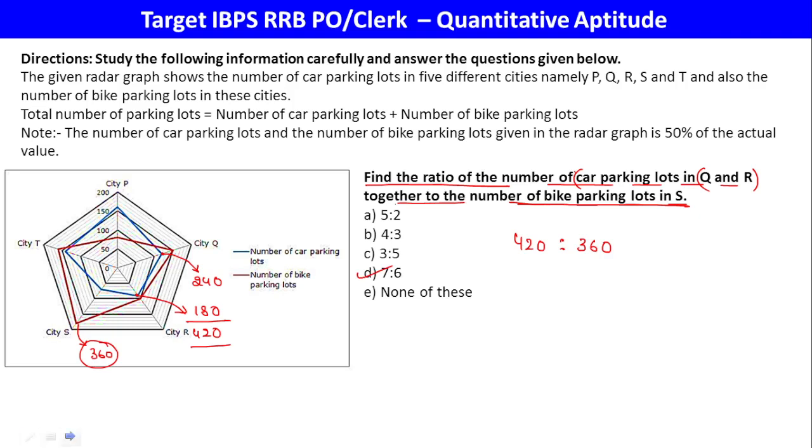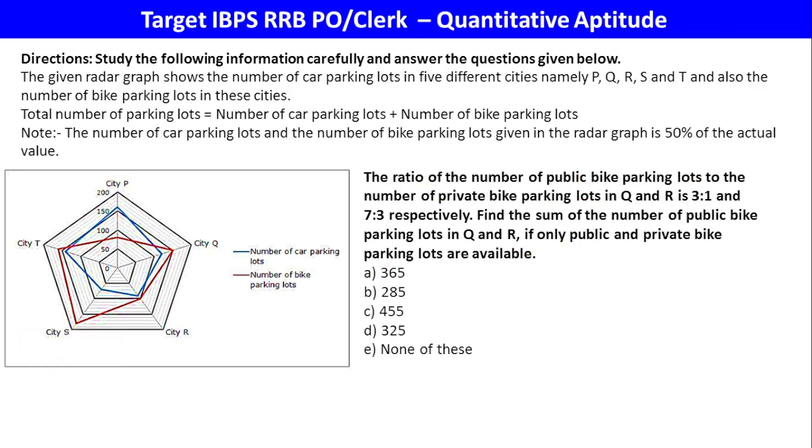Next question. The ratio of number of public bike parking lots to the number of private bike parking lots in Q and R is respectively. Find the sum of number of public bike parkings if only public and private are available, right? Two types of bike parkings maatrame available ga unnaite, okati public okati private. Andulo ratios gurinchi maatladutunnaru. Radar graph lo naaku total values unnai, right? Ante Q lo total value 4 parts aithe andulo public 3 parts. R lo total value 10 parts aithe andulo 7 parts public.